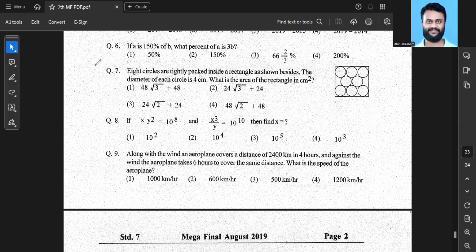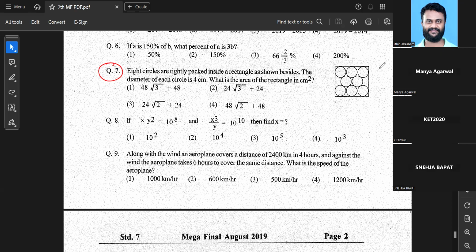Okay. Proceeding to the seventh problem. Eight circles are tightly packed inside a rectangle as shown in the figure. The diameter of each circle is 4 centimeters. What is the area of the rectangle?